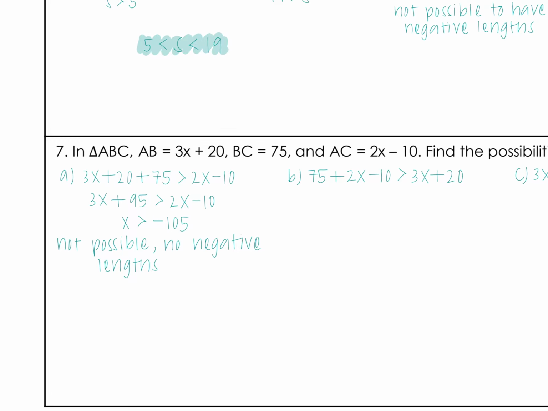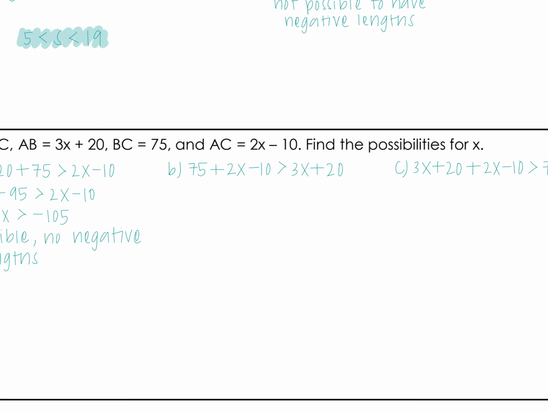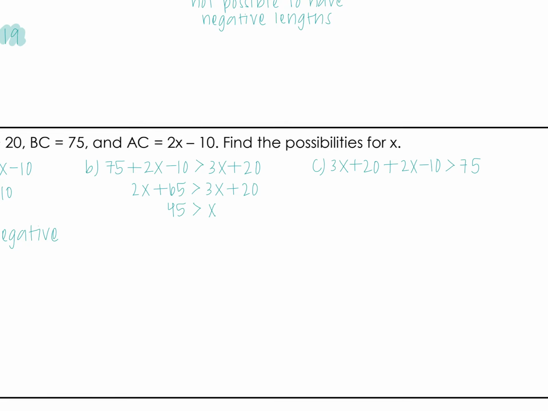Okay, and then let's look at scenario B. So we're going to combine our like terms. We're going to get that 2x plus 65 is greater than my 3x plus 20. And then I'm going to subtract my 2x from both sides and then subtract 20 from both sides. So here, when I subtract the 20, I'm going to get 45 is greater than, and when I subtract my 2x, I'll be left with my x. So x is going to be less than that 45.